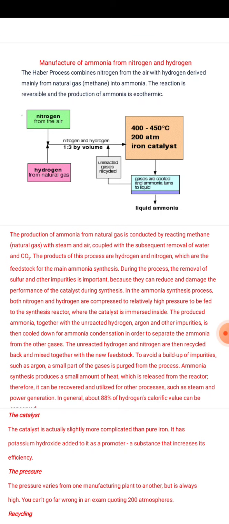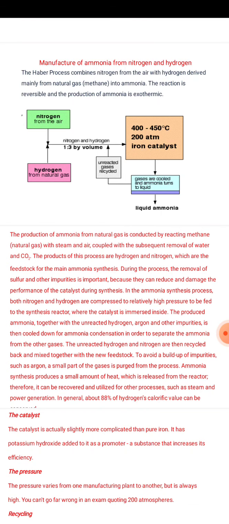Ammonia synthesis produces a small amount of heat which is released from the reactor, that is the exothermic reaction. Therefore it can be recovered and utilized for other processes such as steam and power generation. In general, about 88% of the hydrogen calorific value can be conserved.